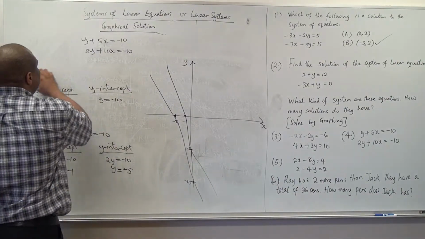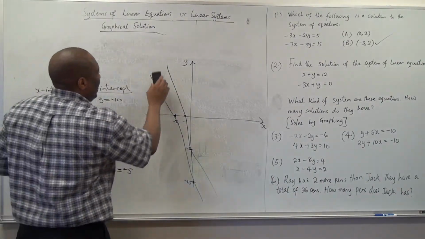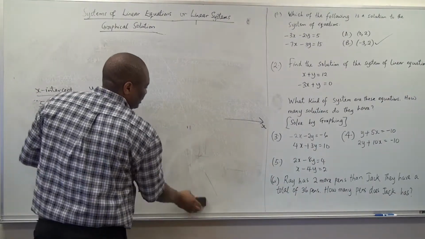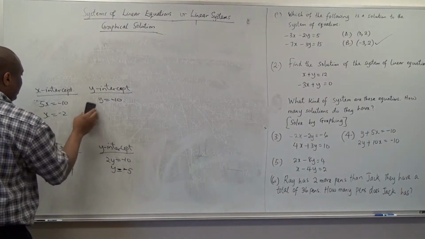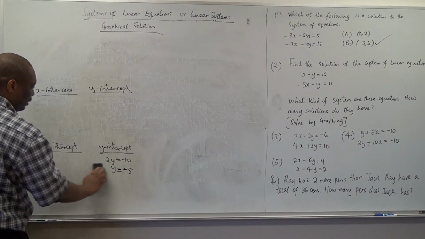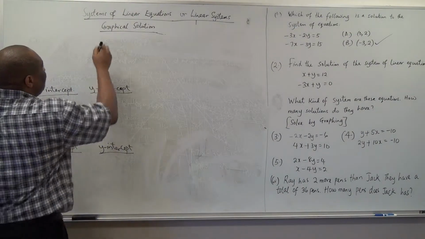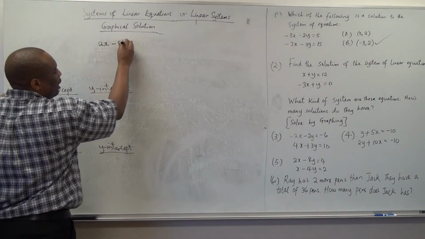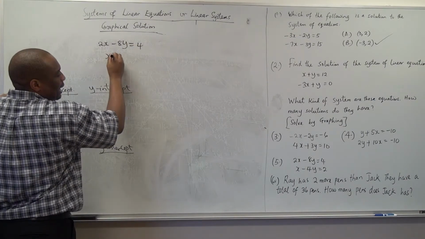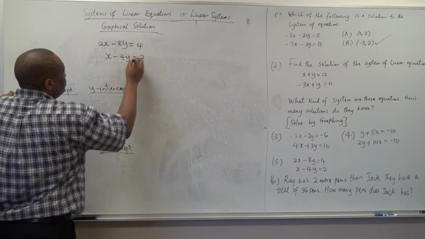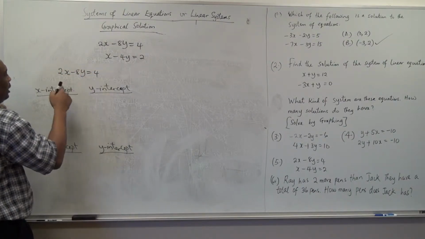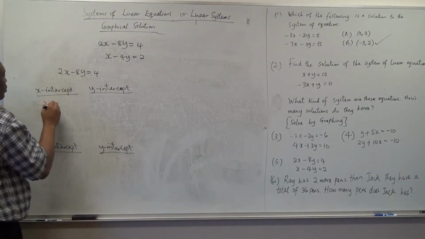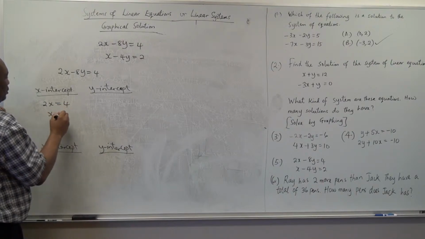All right, the next one, we do number 5. And I'm going to explain the difference between number 4 and number 5. Number 5, you have 2x minus 8y equal to 4, and x minus 4y equal to 2. So let's first of all do 2x minus 8y equal to 4. The x-intercept is 2x equal to 4, so x will be equal to 2.